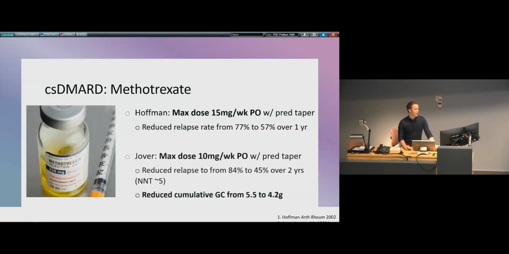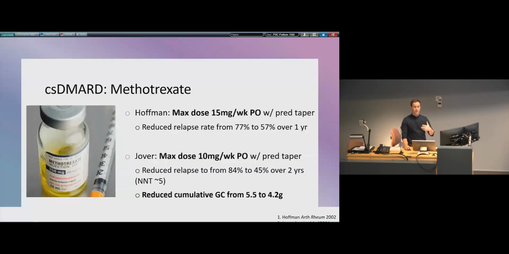fully reflects. And that's all the more demonstrated in Jover's study, where they were using a max of 10 milligrams oral, which reduced the relapse rate from 85 to about 45 over 2 years, with a number needed to treat of 5, which is not so far off. We're going to be chatting about tocilizumab in a moment. That's pretty meaningful, as is a decrease of 1.3 grams of prednisone. That's also a very meaningful difference.